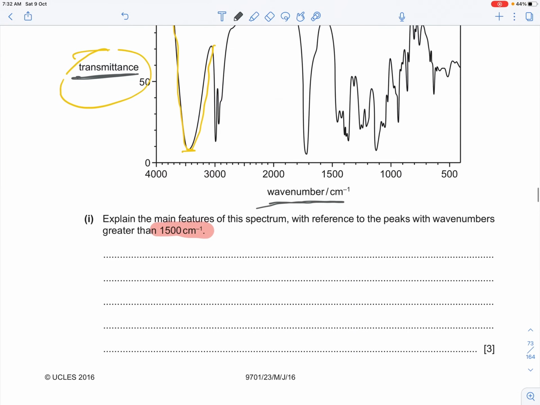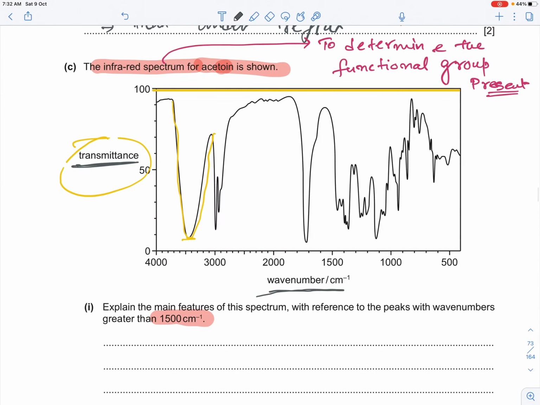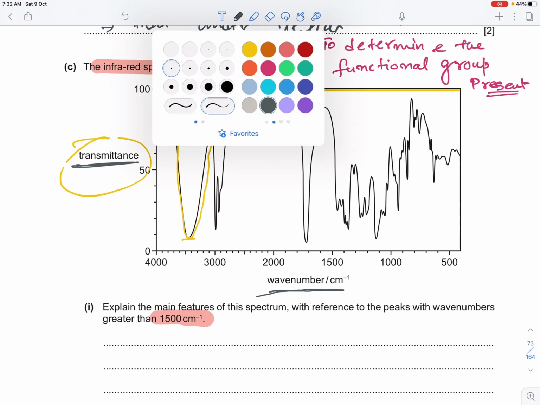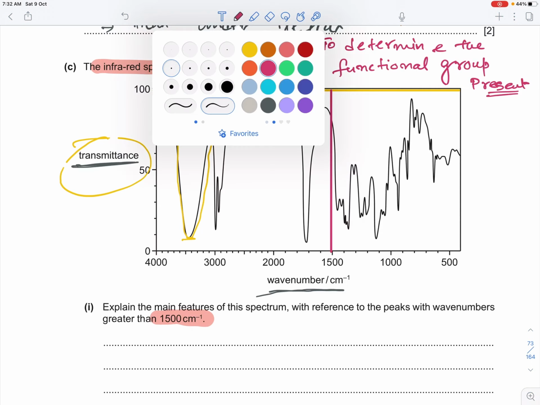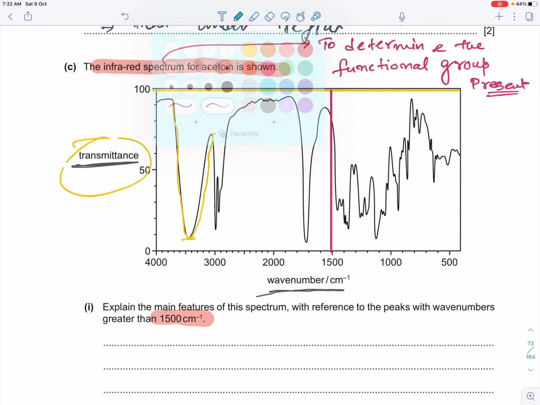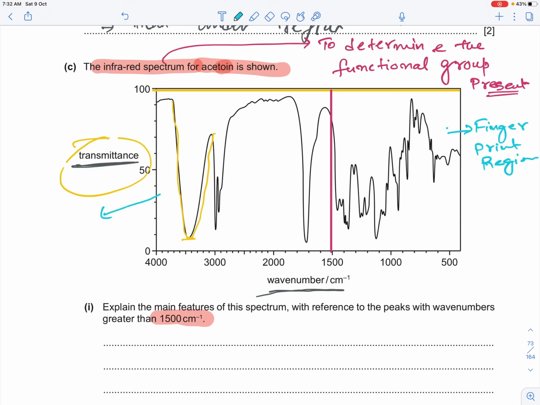On the x-axis we have wave numbers, and just remember one more thing. Basically we divide this graph of IR spectroscopy into 2 parts: above 1500 and below 1500. Below 1500 is called the fingerprint region, and above 1500 is called the functional group region.